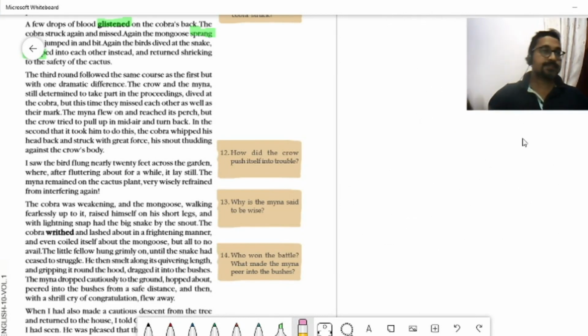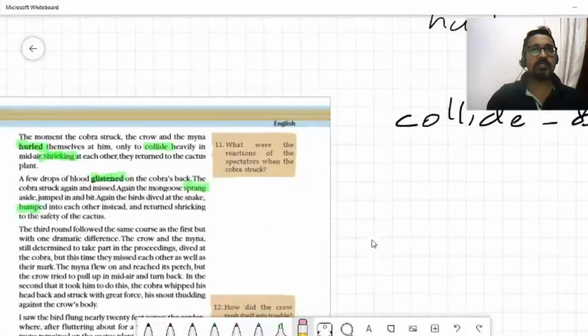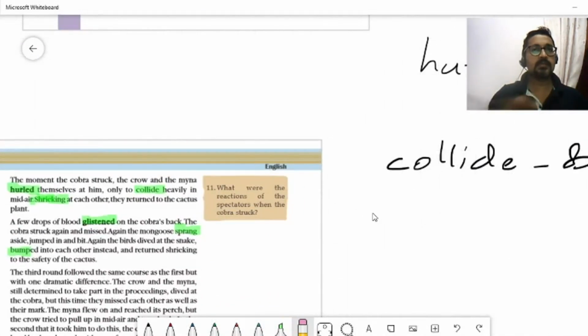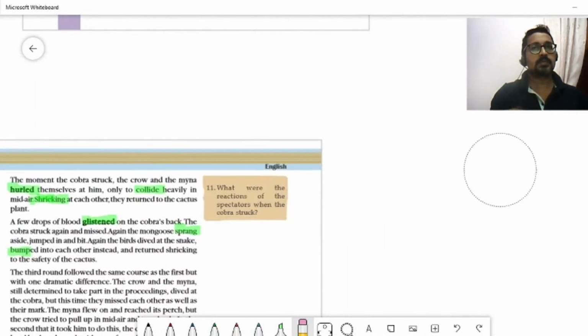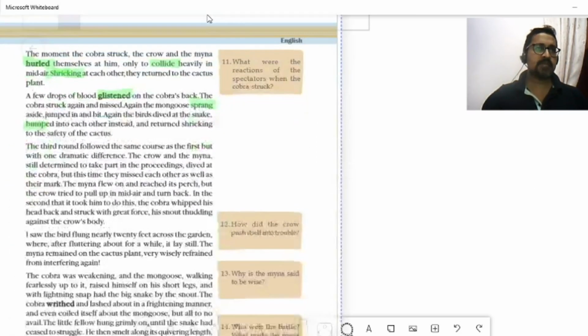See, the same course. Same course means same way, same manner.